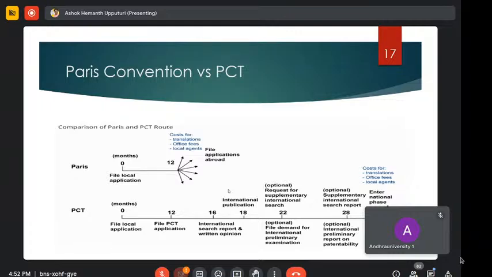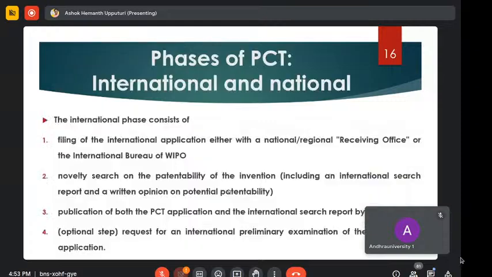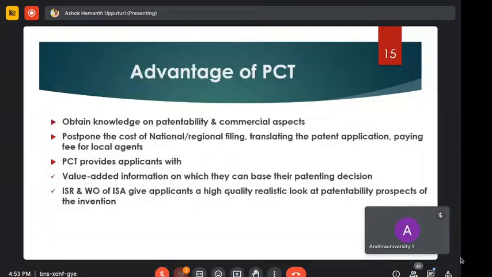There also you have to pay all the costs, such as translation. If you want to launch in China, translation is needed in the Chinese language, plus the corresponding office fees of the Chinese patent office, and you have to hire a local agent. Basically, with PCT you are just postponing by an extra 18 months compared to the Paris Convention. The results you get through supplementary international search or preliminary examination are not binding, but it gives value-added information on which they can base their patenting decision.